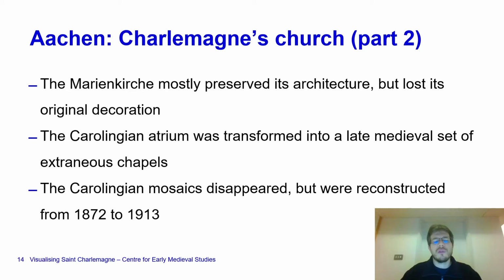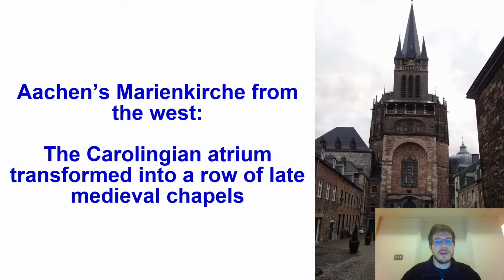So what one needs to know is that most of the architecture of this church has been preserved, but its original decoration has been lost. The Carolingian atrium was later transformed into a set of extraneous chapels. The Carolingian mosaics disappeared in the 17th to 19th centuries, but were then reconstructed vigorously and sometimes with less care to detail than one would hope for. This is what the church looks like from the west, so from the atrium.